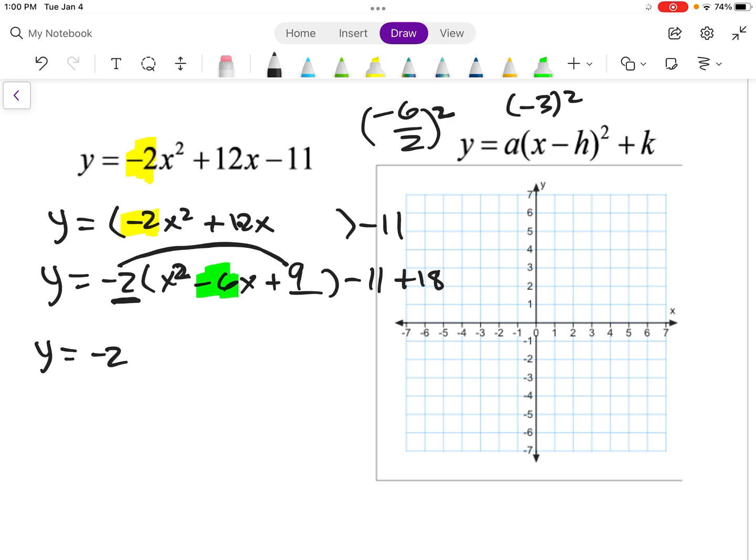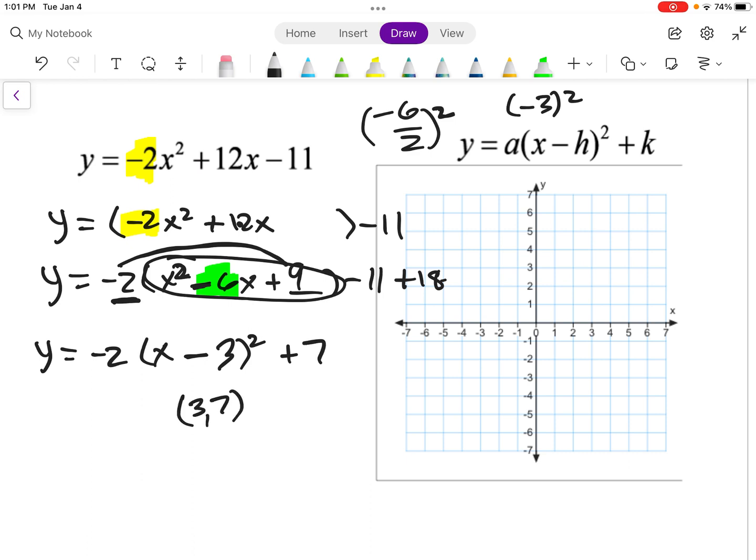It's negative 2 times. This part is a perfect square. So we know it's going to factor to be a perfect square. What do we square to get x squared? What do we square to get 9? That's this number up here. That minus is what makes that a minus. So it's x minus 3 squared. Minus 11 plus 18 is plus 7. There's my vertex form. So the vertex is at positive 3, positive 7.